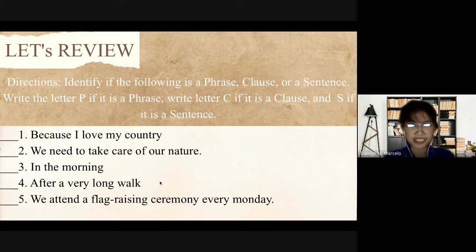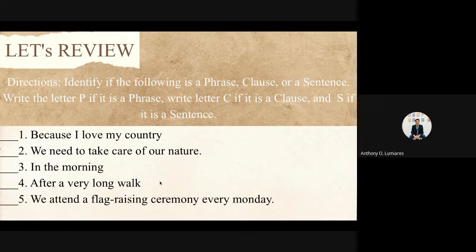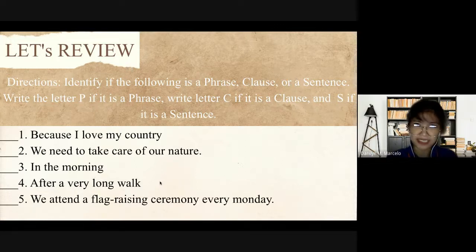Yes, Mr. Anthony. Number five, we attend the flag raising ceremony every Monday. I think the answer to number five, ma'am, is letter S for sentence. Good job. That's just a sentence. Thank you. Very good, class. All of your answers are correct.